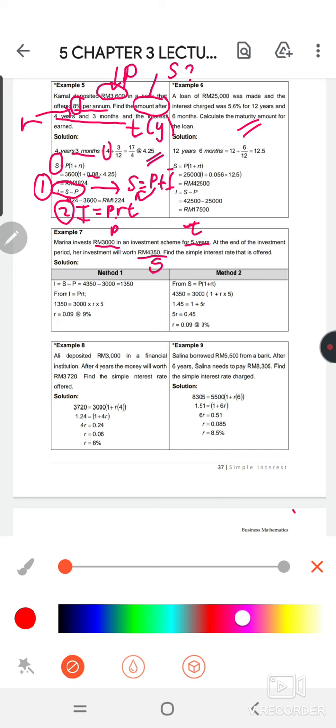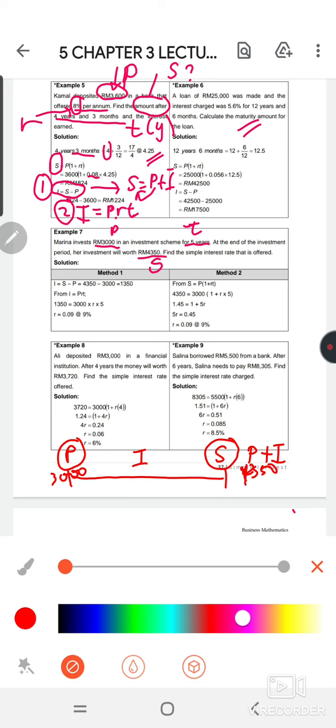So yang ni adalah S. So kalau saya buat line ni, kalau awak nak fahamkan, P ni nilai yang asal. Okay, selepas interest, awak akan dapat nilai S. So S maksudnya P tambah dengan interest. So kat sini lah contohnya P dia 3,000. And then selepas 5 tahun, 4,350. Okay, find the simple interest rate that is offered.